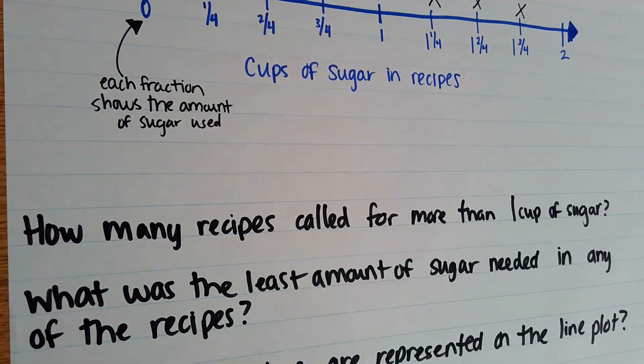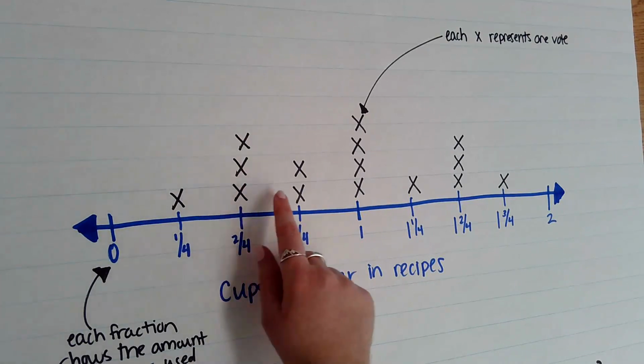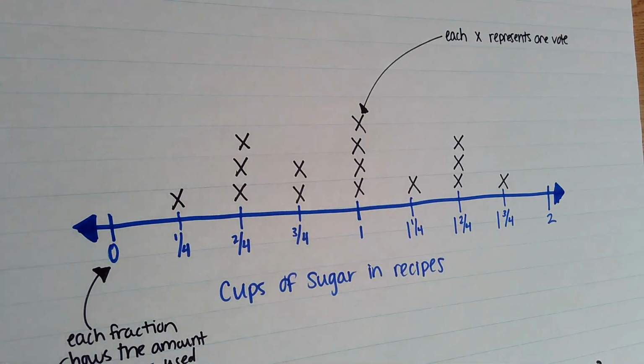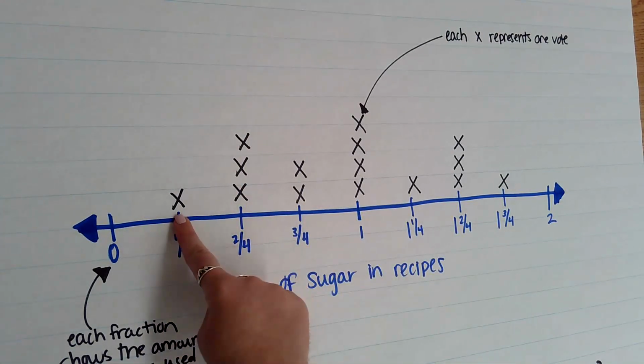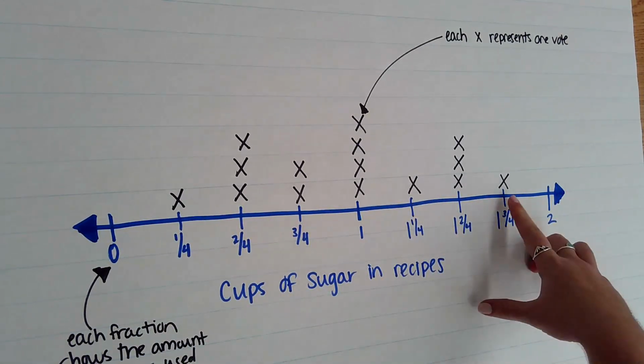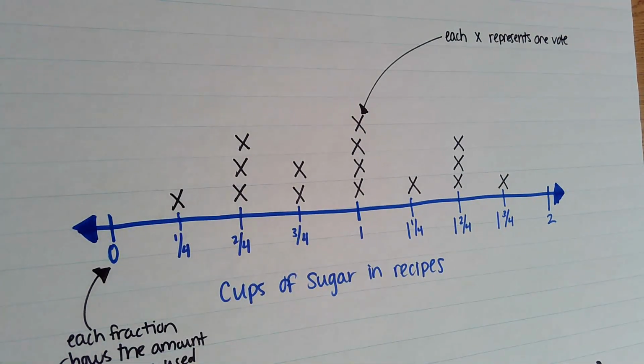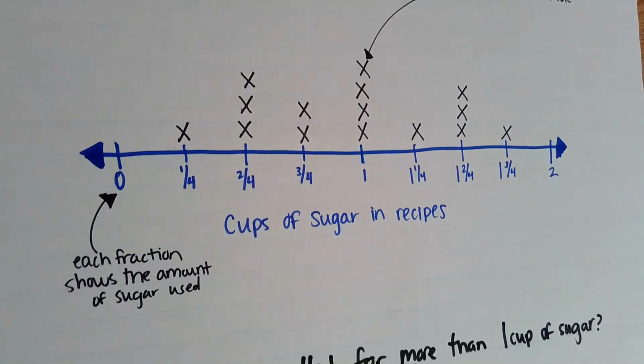Another question might be, what was the least amount of sugar needed in any of the recipes? For this, we would look at the amount of X's, or recipes, for each of the cups of sugar. We have 1/4 that only has 1, 1 1/4 that only has 1, and 1 3/4. All of those have the least amount of sugar needed for the recipe.